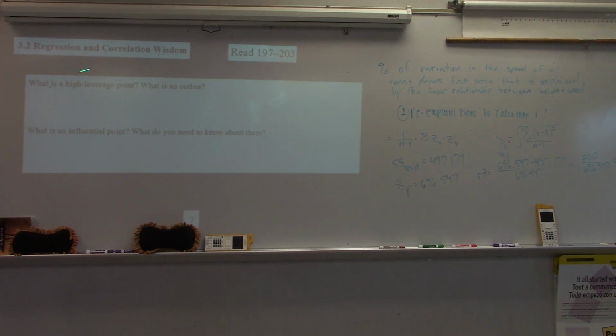So, we already talked about it. High leverage, what does that mean? This is on page 7: far horizontally from the rest of the data set. Outlier: far vertically from the rest of the data set. Are we ever going to call points high leverage or outliers? No. Potential high leverage points, potential outliers. And then what is an influential point? That's just the category that both of those can belong to, but not all high leverage points and not all outliers are super influential.